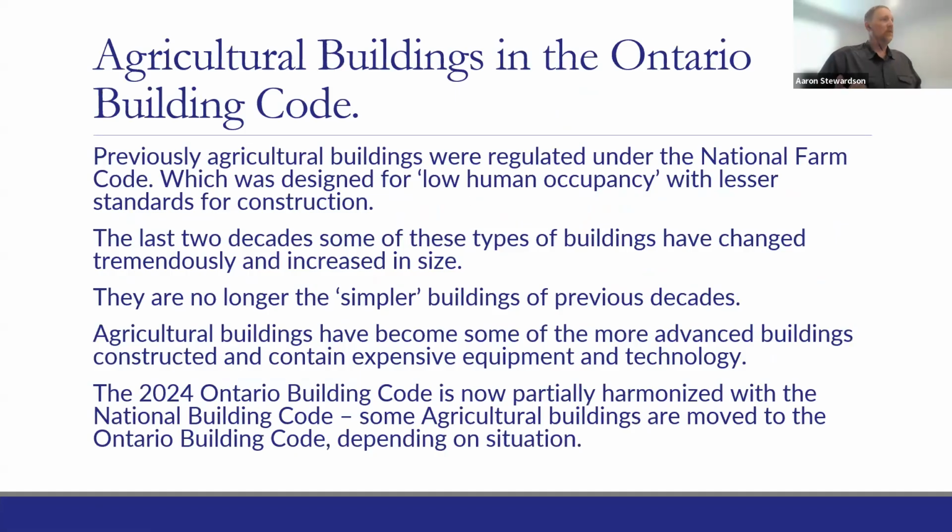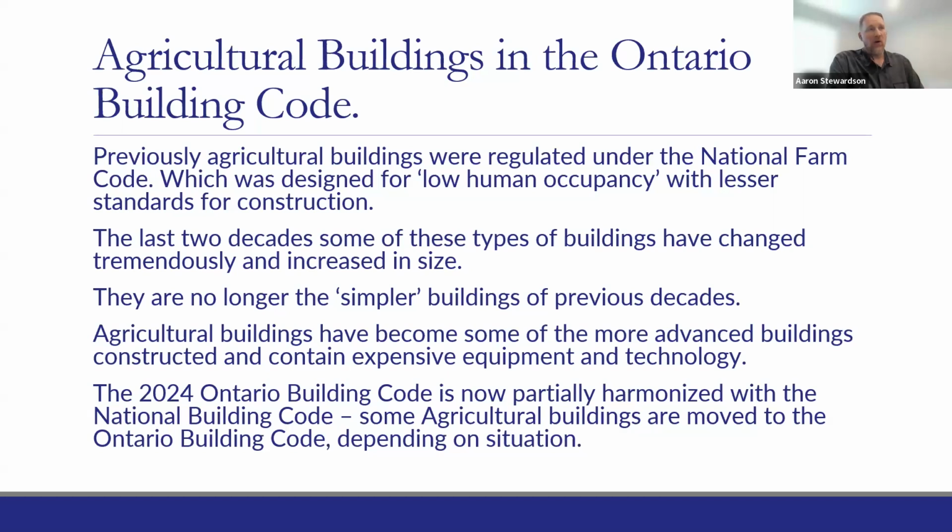So previously regulated because of low human occupancy, there was a lesser standard of construction. But in the last 2 decades specifically, we've seen a number of changes to farm buildings, both in size, technology, and the use of these buildings. As we know, agricultural buildings have a lot of technology in them, and they're very advanced buildings. They're not the smaller, simpler barns from centuries ago, right? So now that the 2024 Ontario Building Code is partially harmonized with the National Building Code, some agricultural buildings have been moved to be in the Ontario Building Code depending on the situation.